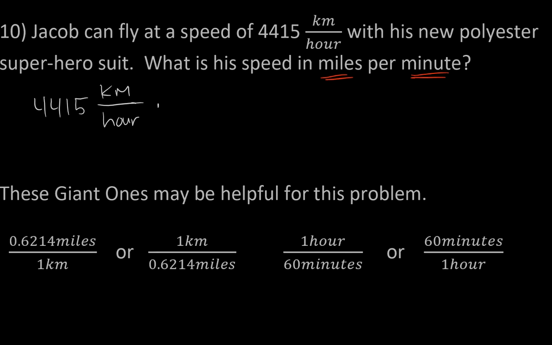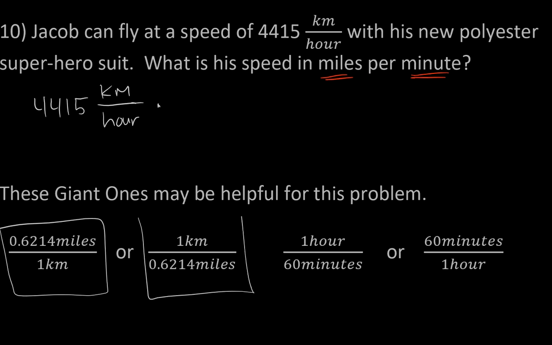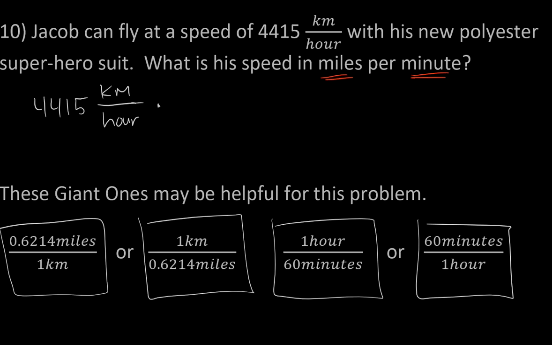Now, below, I was supplied with a bunch of different giant ones, and let me remind you why these are giant ones. They're giant ones because the thing on the top is equal to the thing on the bottom, right? For example, 60 minutes divided by 1 hour, those are equal amounts of time, right? 1 hour, 60 minutes, they're equal. These ones, like 0.6214 miles, is the same thing as 1 kilometer, or 1 kilometer is the same thing as 0.6214 miles. So they're equal to each other.